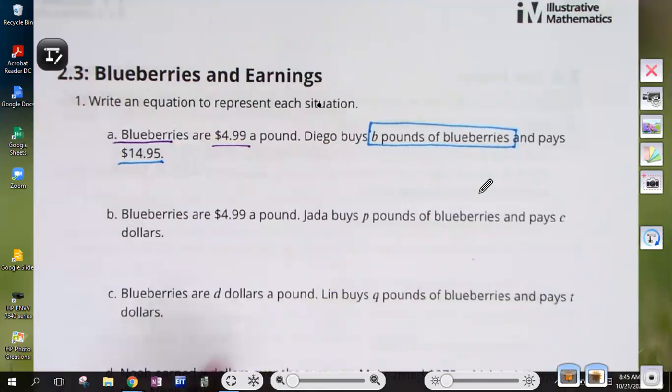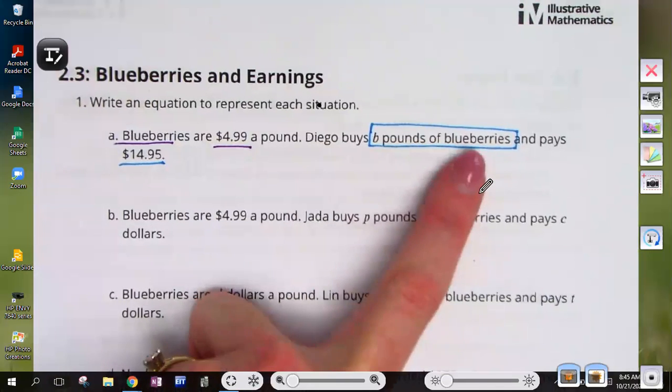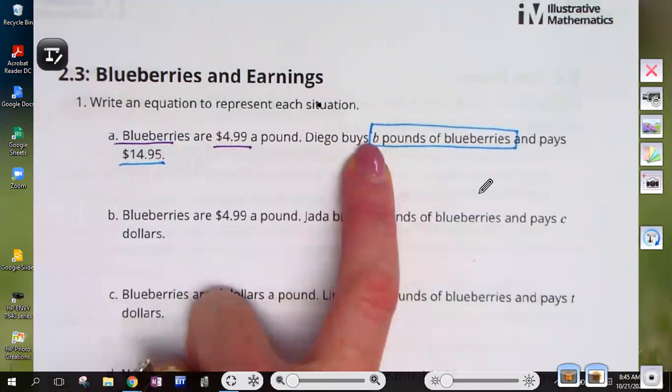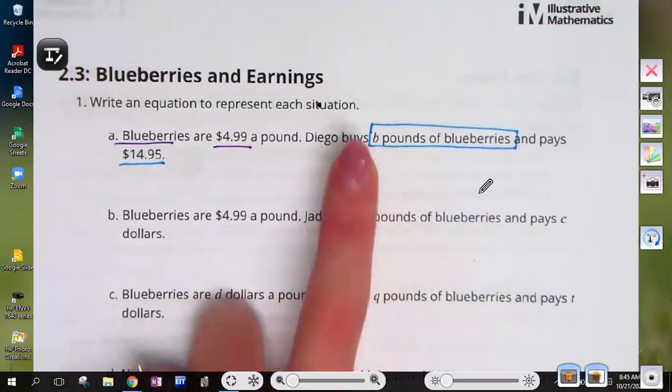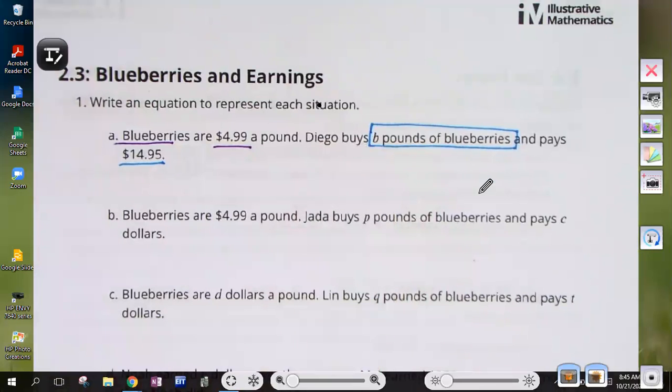Because they chose to represent pounds of blueberries as a variable, that means that value can change depending on how many pounds you buy. So how could we represent that? Each pound is $4.99 and we're going to spend $14.95. How could we represent that in an equation?